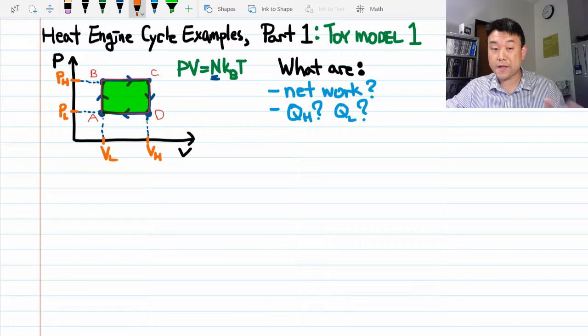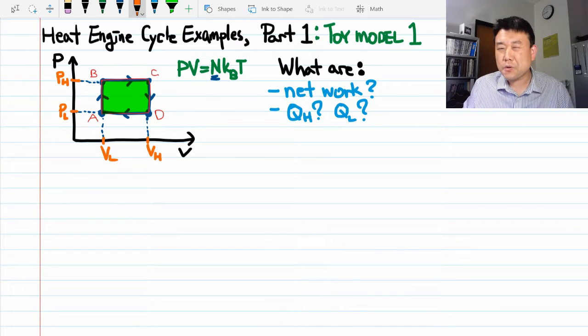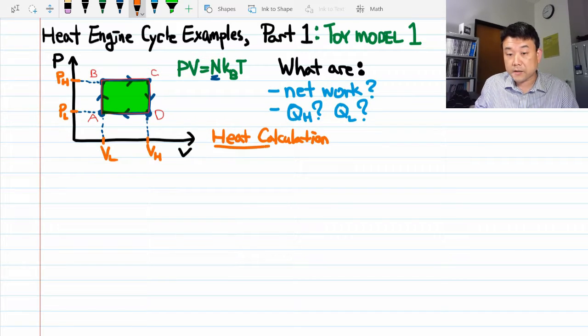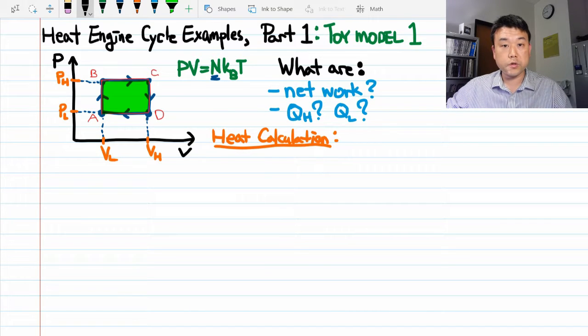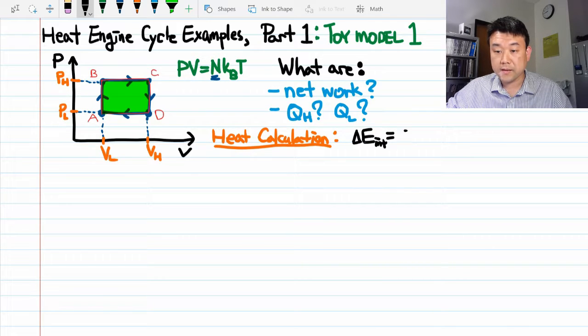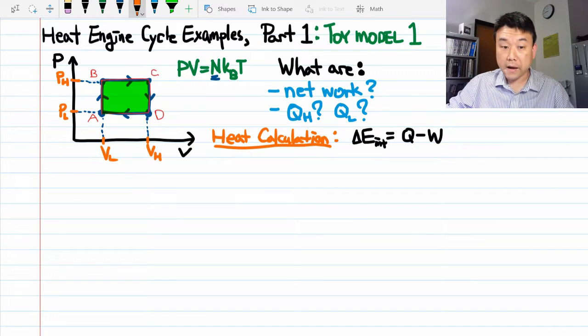Some of you probably have an answer right now already. So the point of the next 15 minutes or so is going to be actually calculating the net heat flow. On this PV diagram, the information about heat isn't readily apparent, so it must be calculated. This is where we are going to use the first law of thermodynamics. Change in internal energy is equal to net heat flow minus the work done by the system. All right, let's dig in.